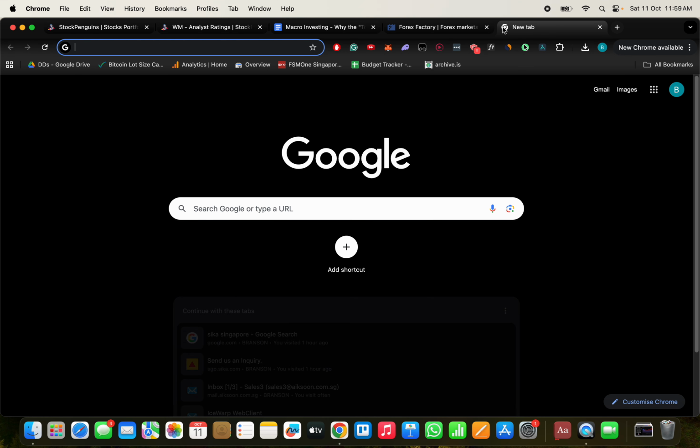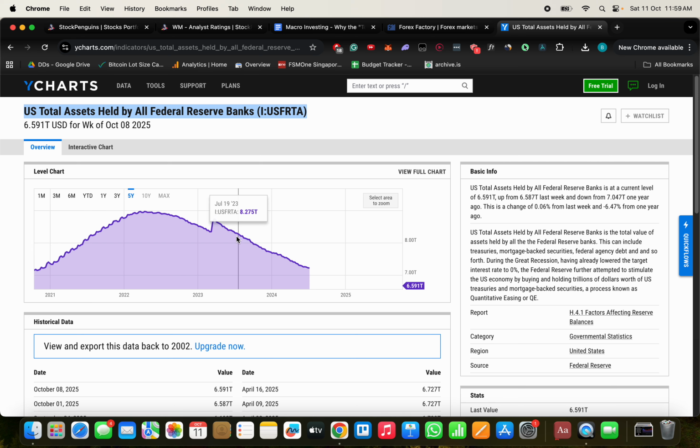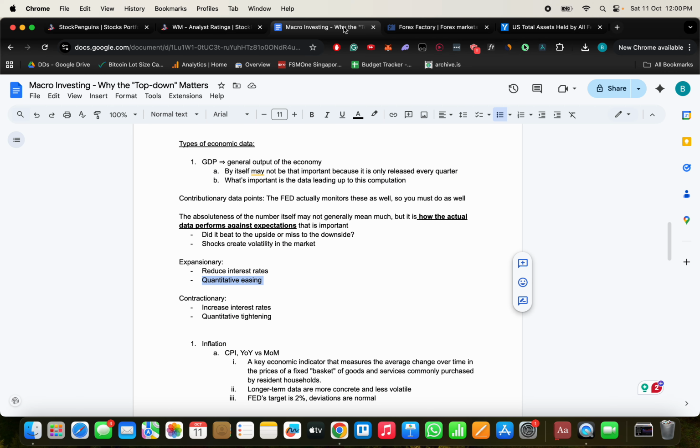So if you look at a metric that I like to track, it's on YCharts: US total assets held by all Federal Reserve banks. In a quantitative easing environment, like you see from the COVID period, the Fed's balance sheet will expand significantly, and not coincidentally, the stock market at the same time in 2021 and 2022 had a massive rally. So this is pretty much aligned, right? Yep, this is an expansionary environment.